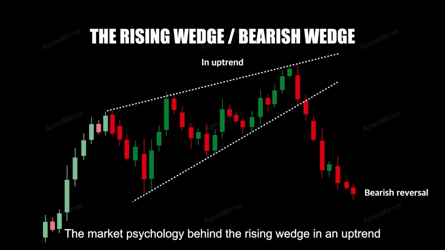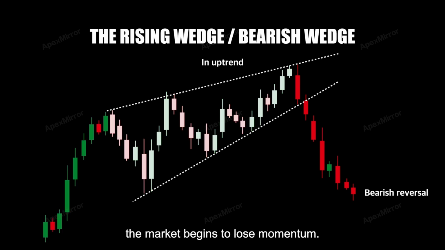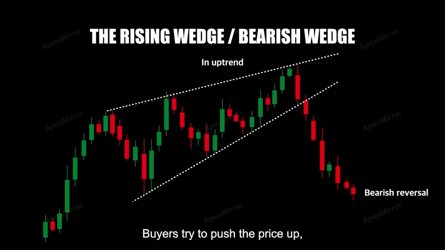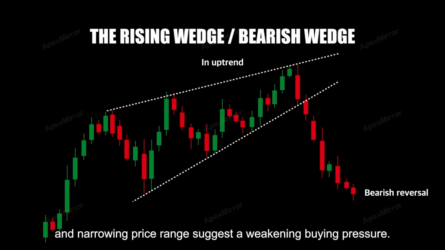The market psychology behind the rising wedge in an uptrend is that after a significant price rally, the market begins to lose momentum. Buyers try to push the price up, creating the rising wedge, but the reducing rate of ascent and narrowing price range suggest a weakening buying pressure.